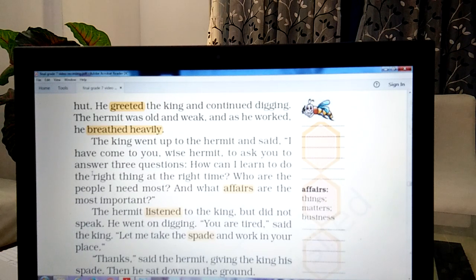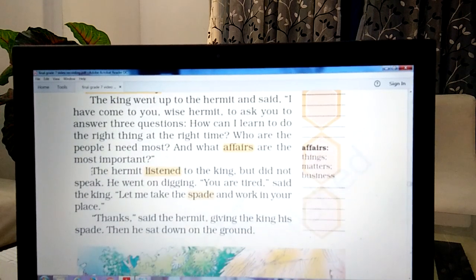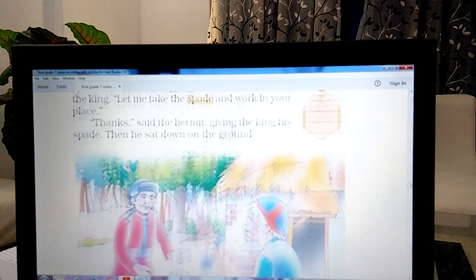How can I learn to do the right thing at the right time? And who are the people I need most? And what affairs are the most important? The hermit listened to the king but did not speak. He went on digging. You are tired, said the king. Let me take the spade and work in your place. Thanks, said the hermit, giving the king his spade. Then he sat down on the ground.